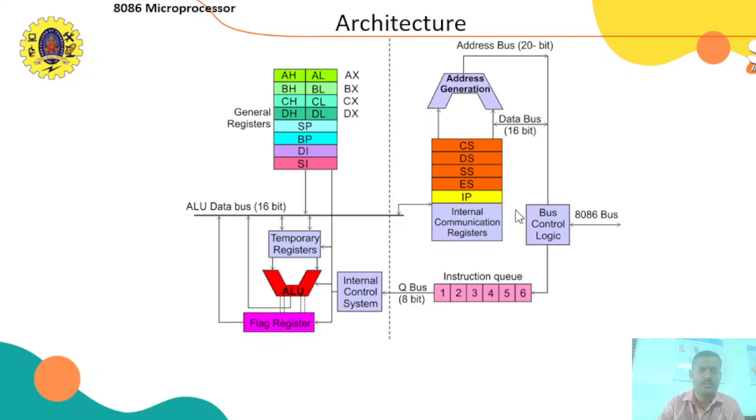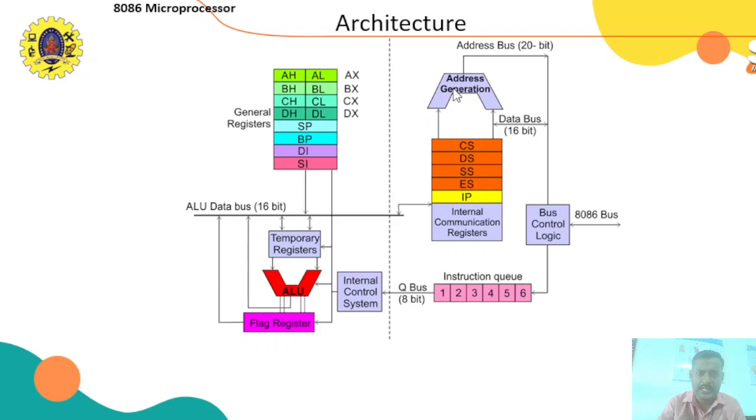So in total we have 4 segments, and we can configure them based on our requirement. The segments are CS, which indicates the code segment, DS the data segment, SS the stack segment, and ES the extra segment. The extra segment and data segment are used for storing data, the code segment is used for storing program codes, and the stack segment is used for stack purposes. Whenever you do a push or pop, the data will be stored in the stack segment.